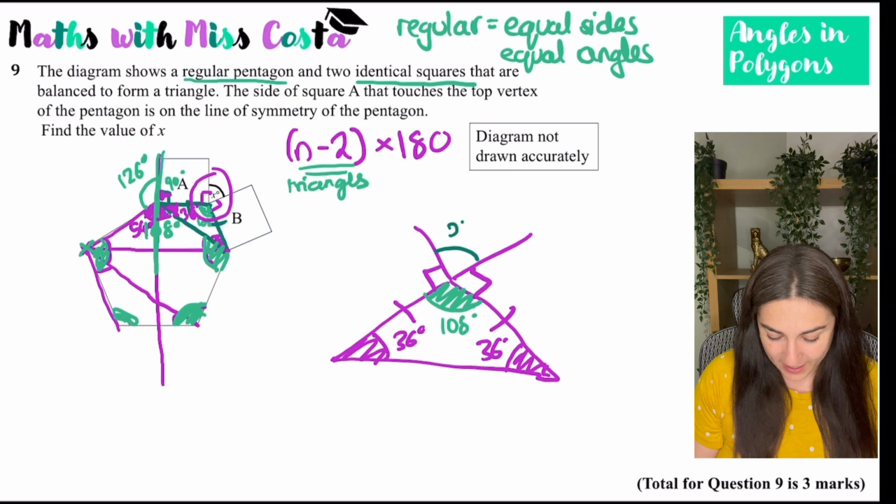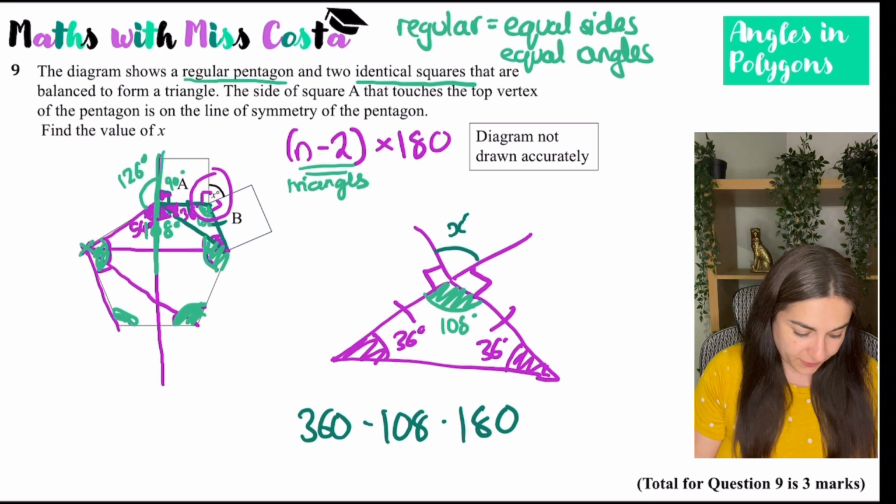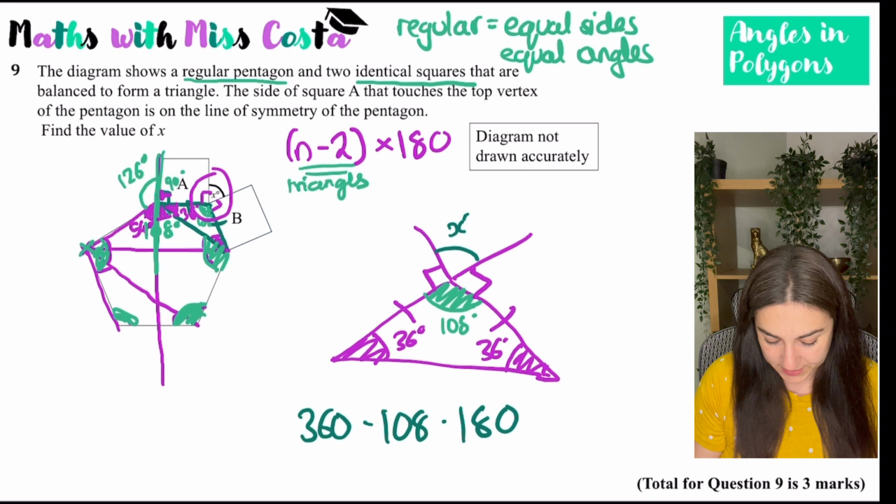So to work out what angle X is, you just do 360, take 108, take 180, because two lots of 90. So 360, take 108, take 180 gives me 72 degrees. So X is 72 degrees.